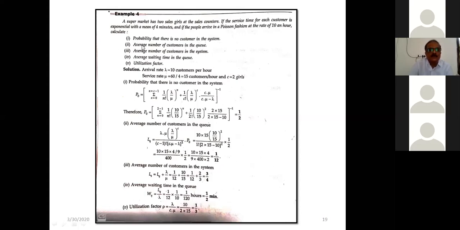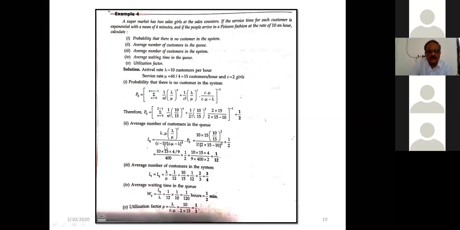Average number of customers in the system, that is LS. Average waiting time in the queue, that is WQ. And utilization factor, that is traffic intensity, which is rho, equal to lambda upon C into mu for a multi-server model. So again here, considering these values of lambda, mu and C, we'll find out the probability that there is no customer in the system, P0, which is equal to 1 upon this particular factor. Substitute the values and you will get the answer, P0.